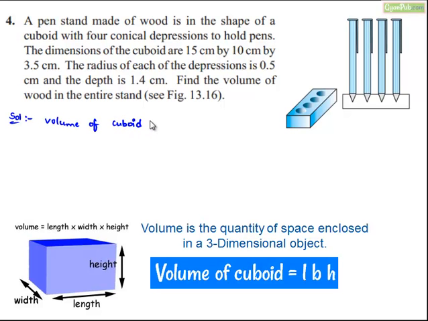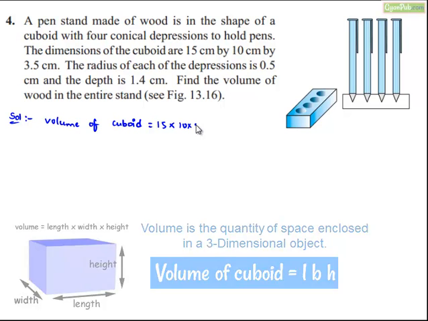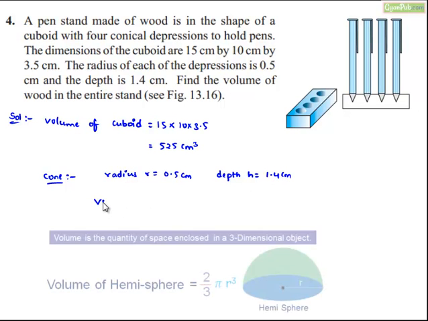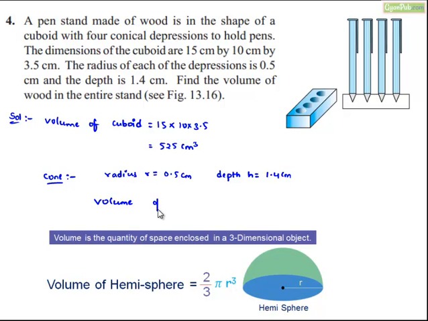The volume of the cuboid is equal to 15 by 10 by 3.5, which is 525 centimeter cube. Now for the conical sections which are inserted here, the dimensions are given by radius equal to 0.5 centimeters and the depth or h equal to 1.4 centimeters.